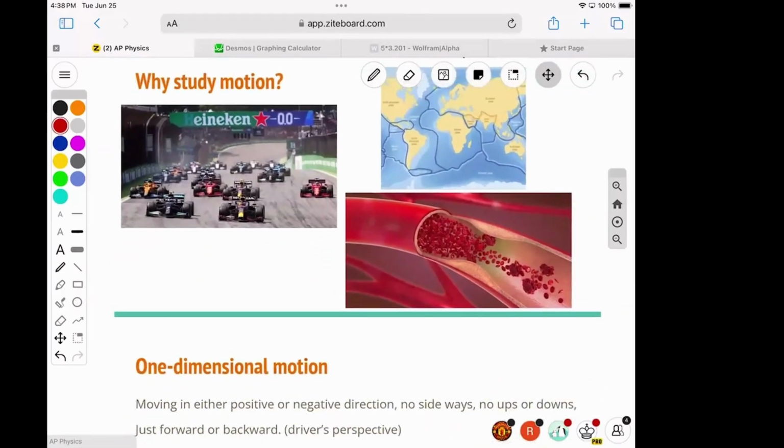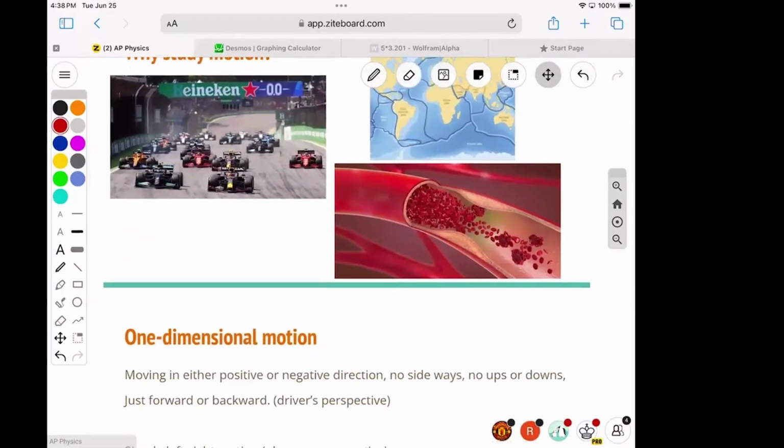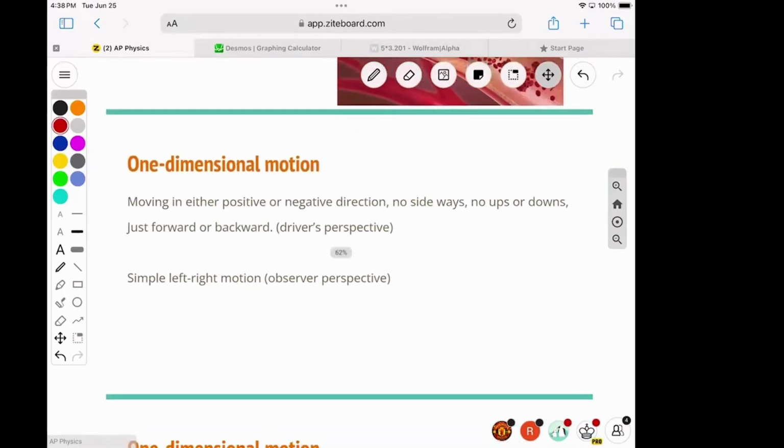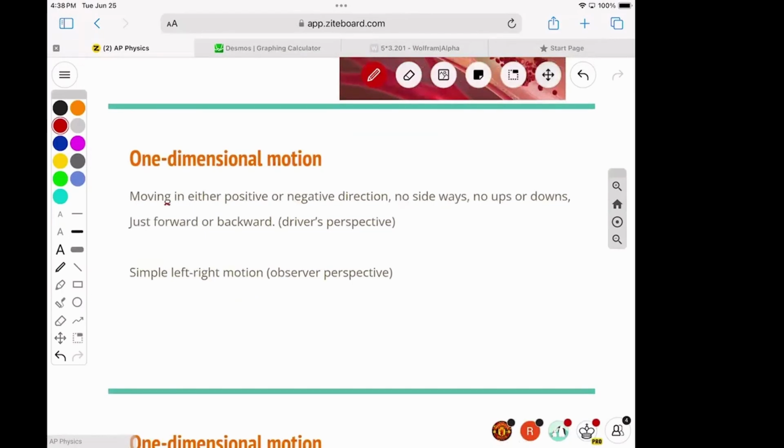Now, we're not going to start with anything nearly as complicated as that. We're going to start with one-dimensional motion. So what does one-dimensional mean? It means that you are moving in one positive or negative direction. So if I draw a number line, I am strictly moving along the number line. I can move right, I can move left, but I cannot jump out of the line, right? Because that's no longer one-dimensional.